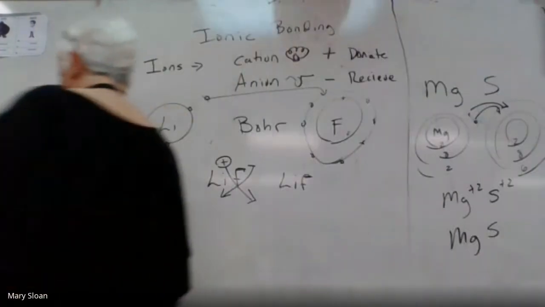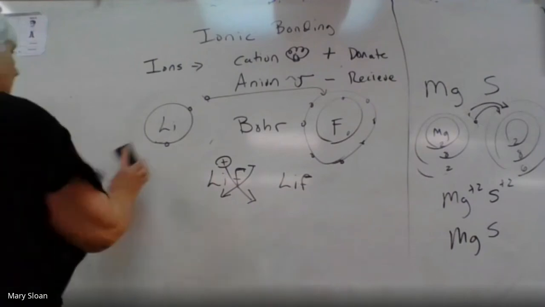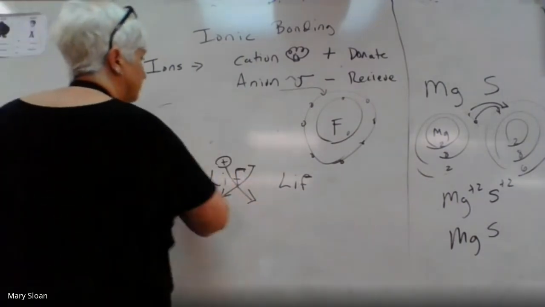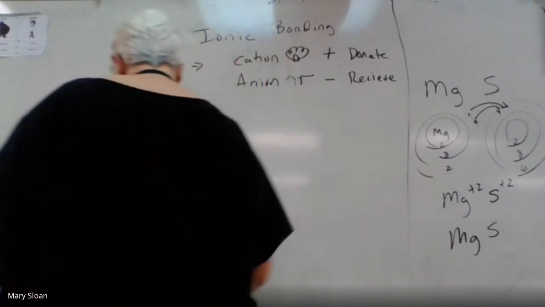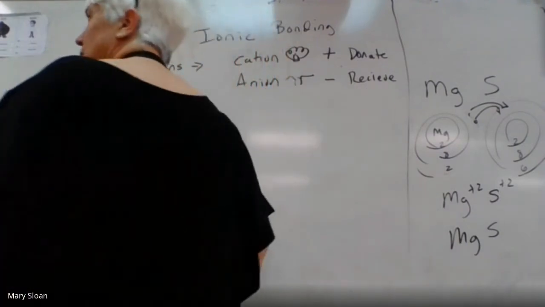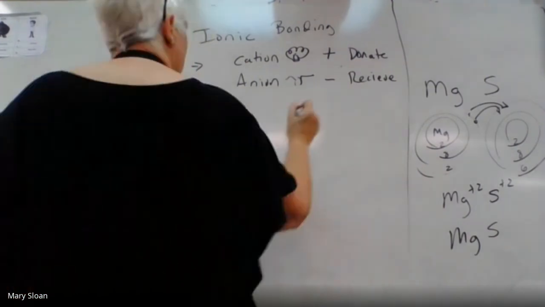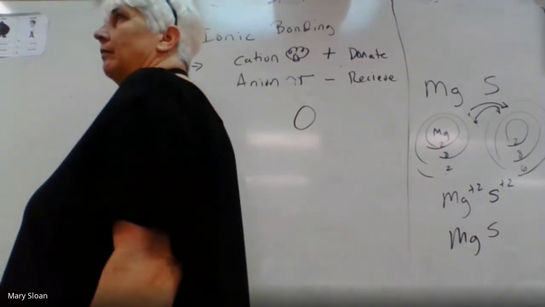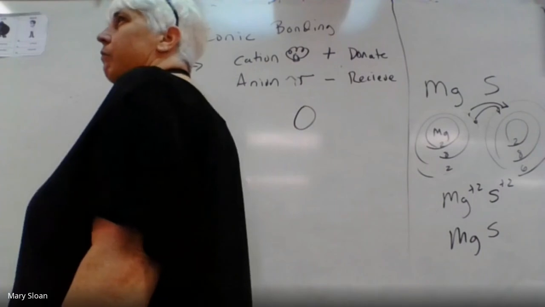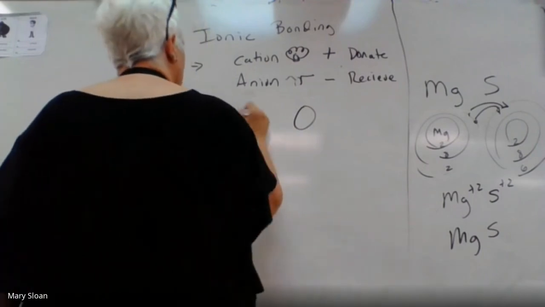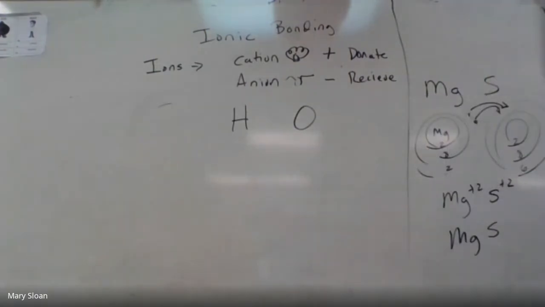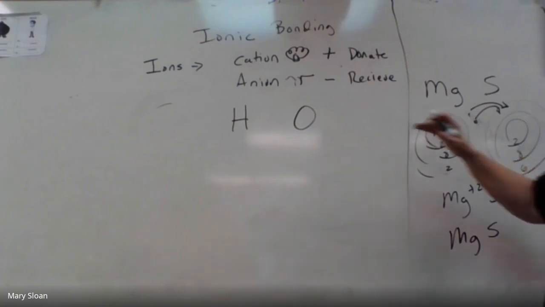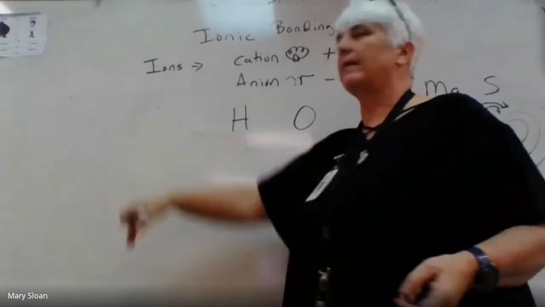Let's do a hard one. Let's do oxygen and hydrogen, because you know this one. Water, right? You know this one, but it's going to show you why. So do hydrogen and oxygen, do the Bohr method, and then do the crisscross method on the bottom for me.